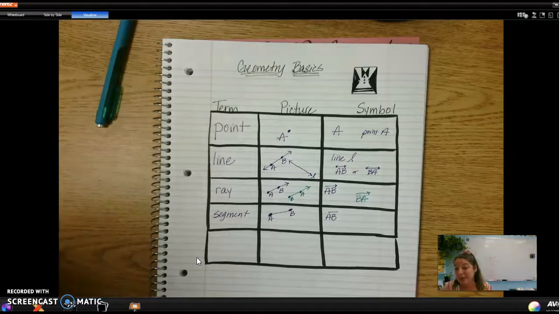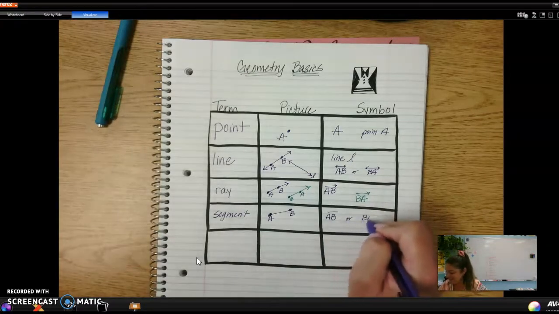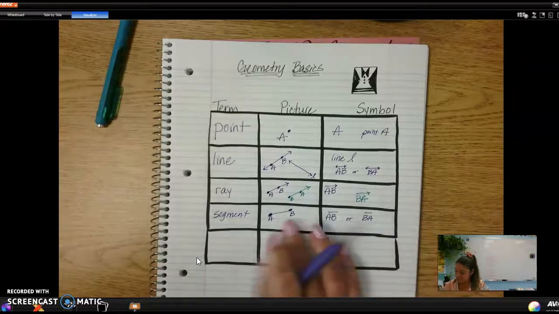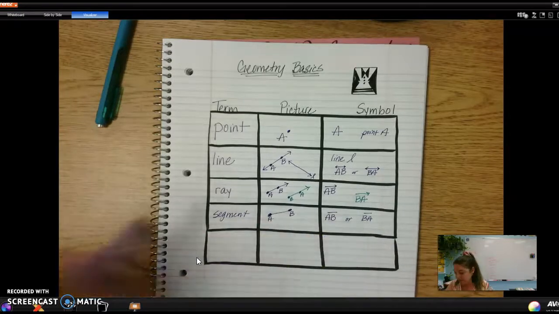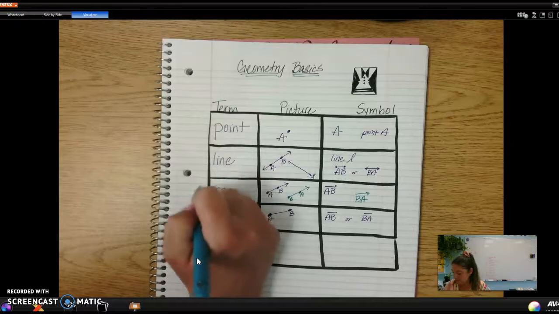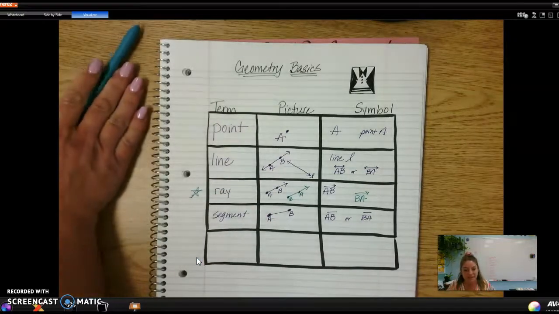Now, does it matter what order you write this one in? Can you go in either direction? Absolutely, because it starts and ends with the same one. Okay, so just be careful with a ray. It matters what order you write it in, okay? But with a line and a segment, it does not.